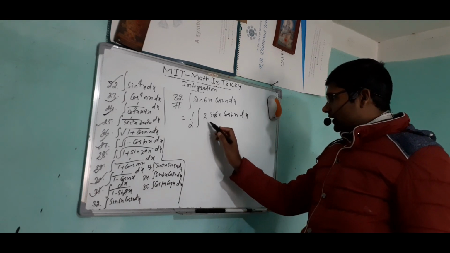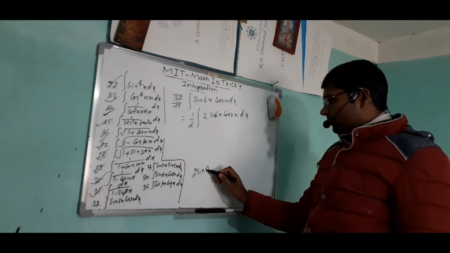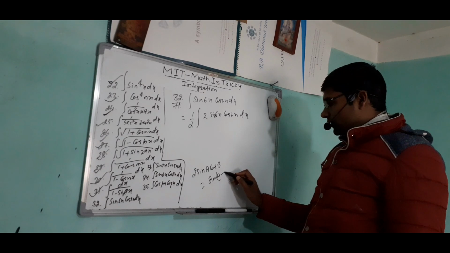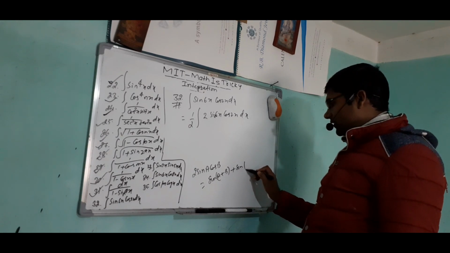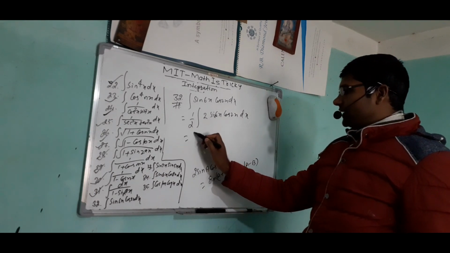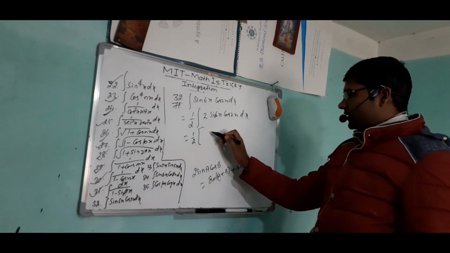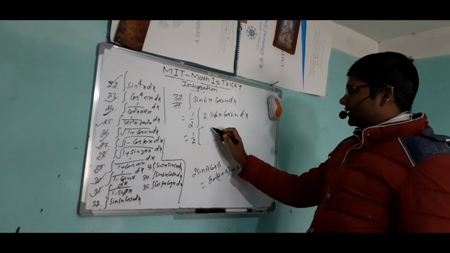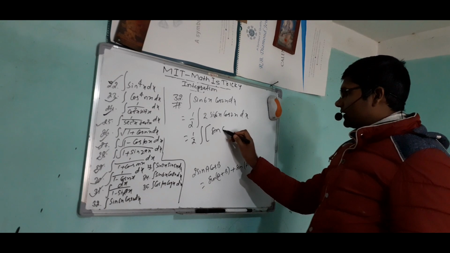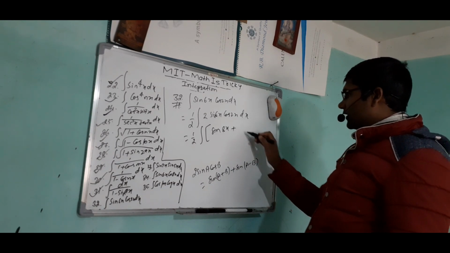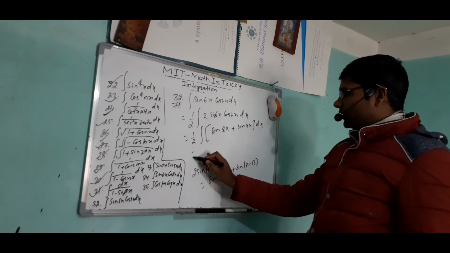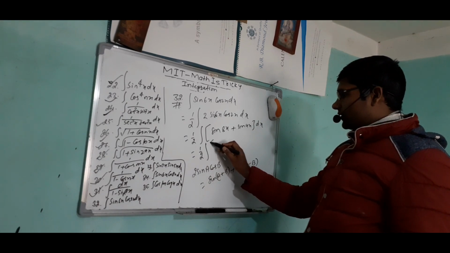Now we know one formula in this form: 2 sine a cos b equals sine (a plus b) plus sine (a minus b). This is a formula. So we'll be getting here 1 by 2 integration of sine a plus b, which means sine 8x, plus sine a minus b, which means sine 4x, dx.